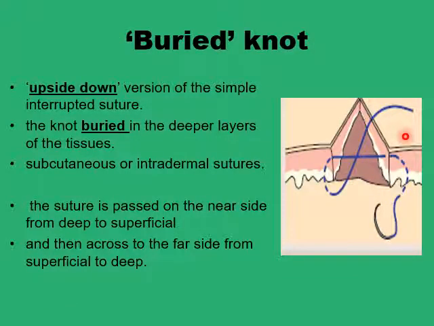Knots on sutures placed under the surface of the tissues, whether it is the skin or other viscera, should be buried away from the surface to prevent the risk of extrusion or stitch sinuses and wound infection. And this is achieved by reversing the direction of the suturing, so that you end up with the knot on the deeper side of the surface rather than the superficial side. So you do it the upside down way.